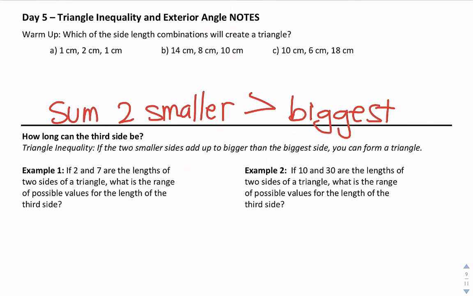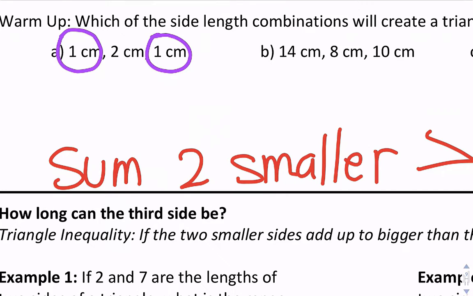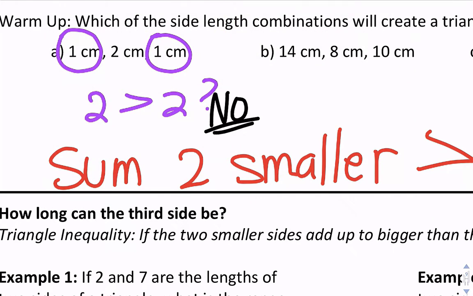All right, so let's check the sum of the two smaller sides. Here the two smaller sides are 1 and 1. So 1 plus 1 is 2. Is 2 bigger than 2? No, it is not. 2 is equal to 2. So that would not stretch to make a triangle. So this would not make a triangle.